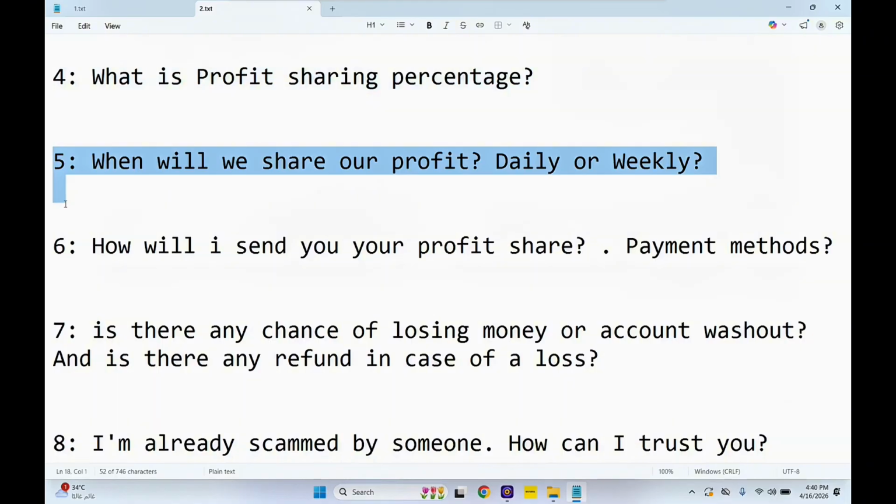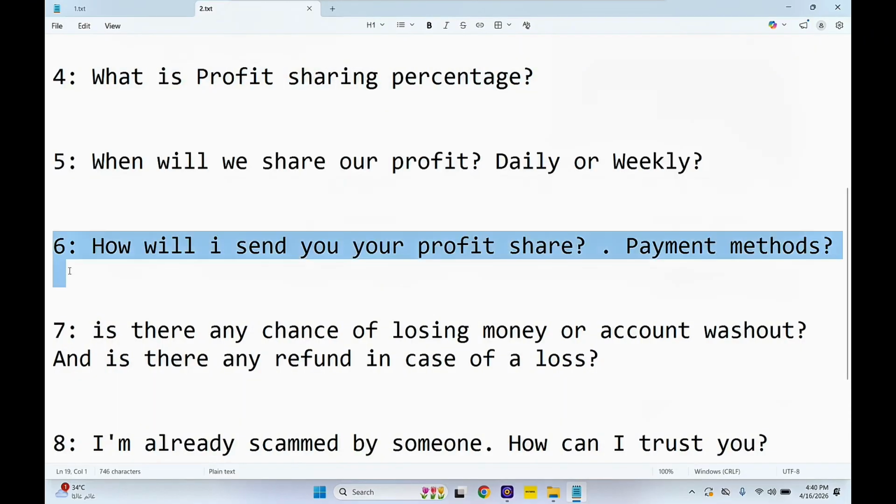Sometimes we will make 20 to 30% profit in a single day, and sometimes we will have no entry for the whole day. So when we make 10% profit in your account, we will do profit sharing. So question number 6 is, how will I send you your profit share? What are the payment methods?